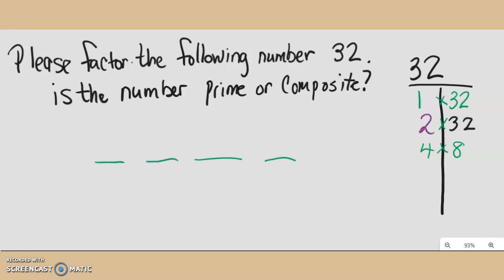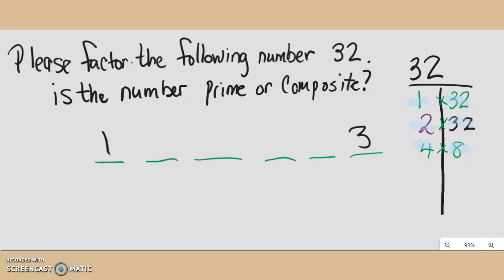So then we have 6. You draw 6 lines because I have 6 numbers. 1, 2, 3, 4, 5, 6. So I'm going to draw out 6 lines. 1, 2, 3, 4, 5, 6. Okay, so then I'm going to put my factors on there.